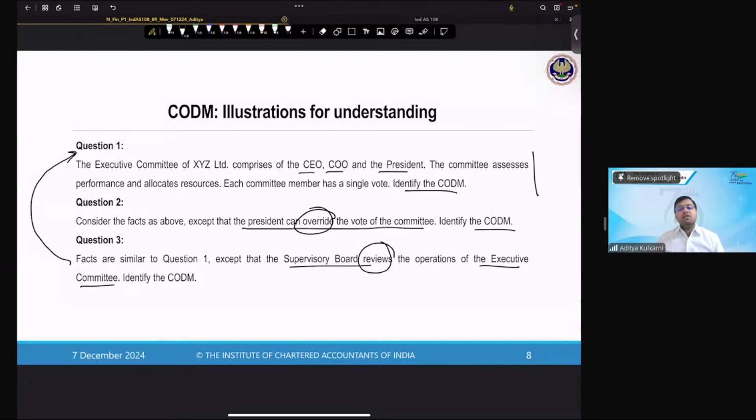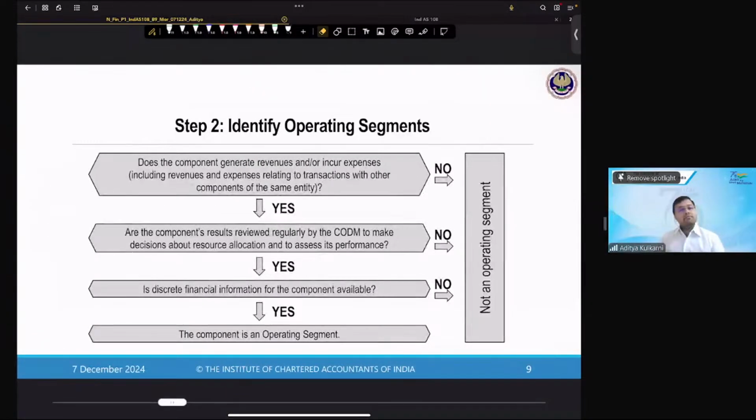Other than that, he will not do anything else. And therefore, the supervisory board cannot be the CODM. It is the executive committee which becomes the chief operating decision maker. Are we able to understand? Yes. So CODM is very clear, I hope. So step 1 is over. Any doubt so far? No doubt. That's it. Okay. So now let us move on to the next.